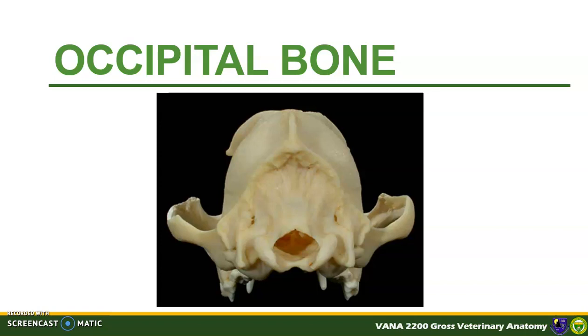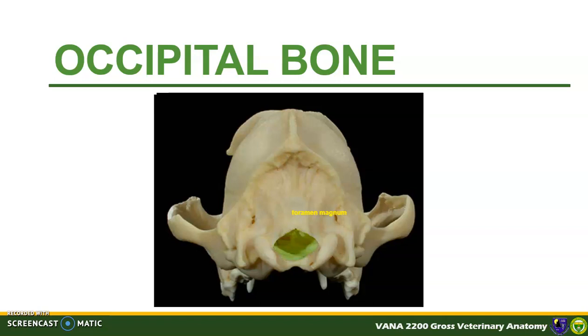Let us begin with the bones of the cranium. Here is a caudal view of the skull. Let us start by discussing the back door of the skull, which is the occipital bone. The occipital bone is an unpaired bone and is the most caudal bone of the skull. It contains the foramen magnum, through which the spinal cord passes.